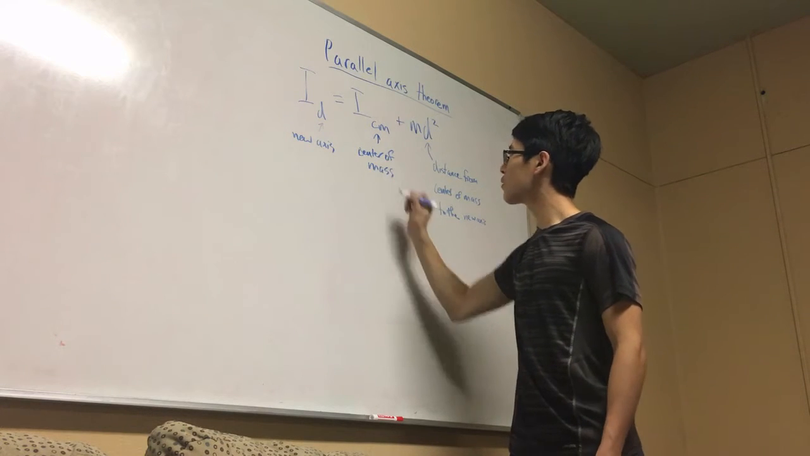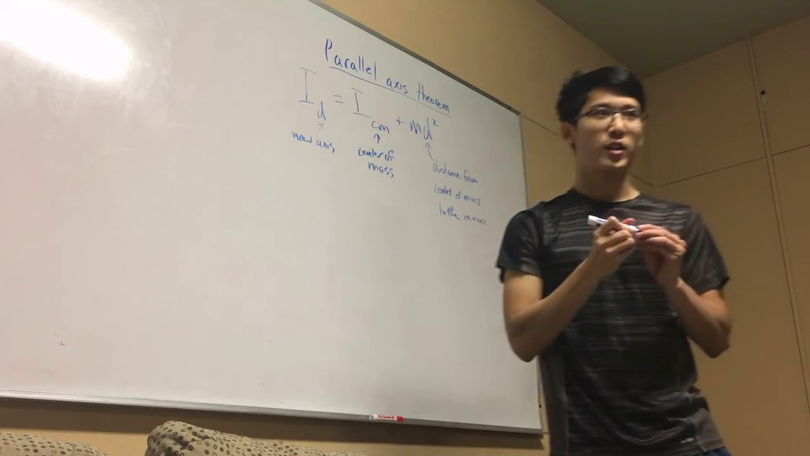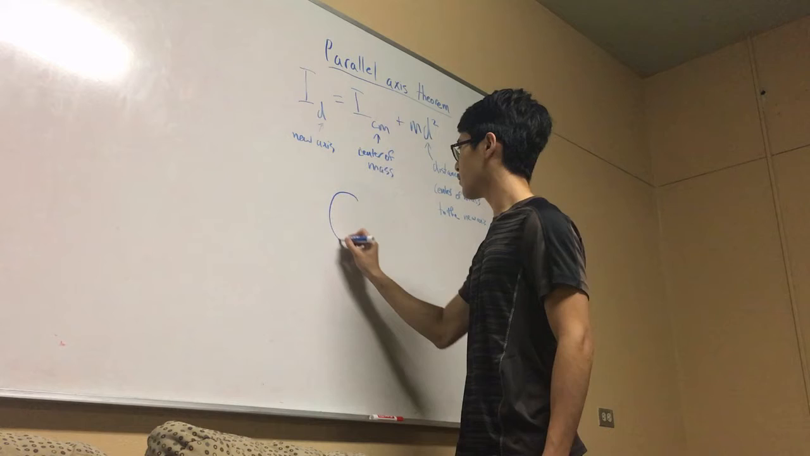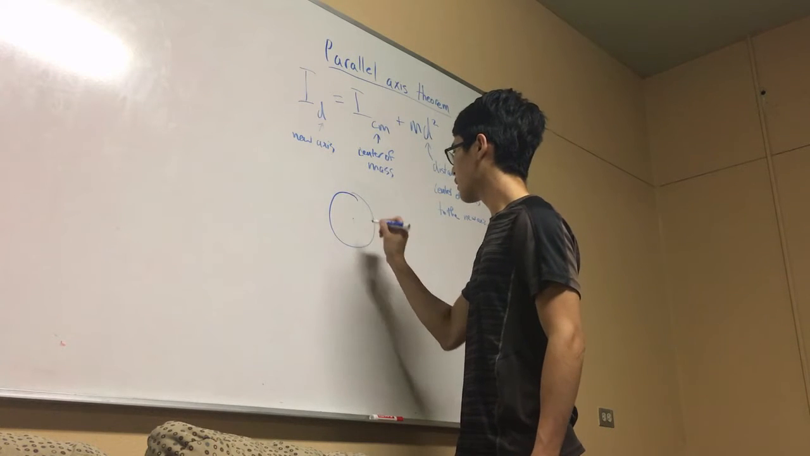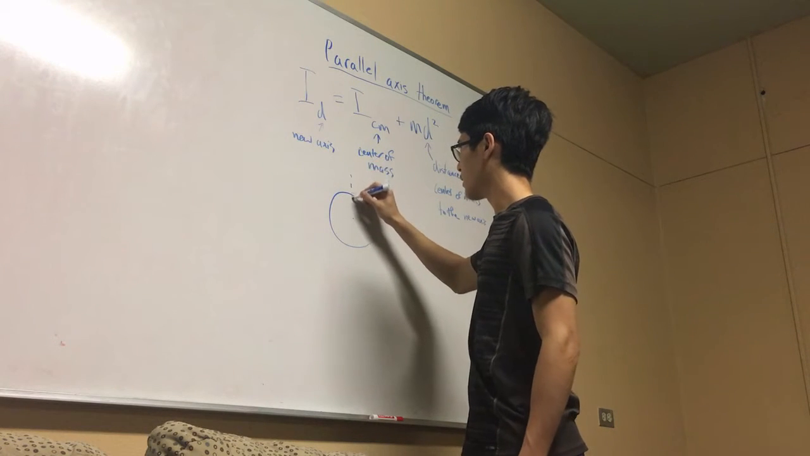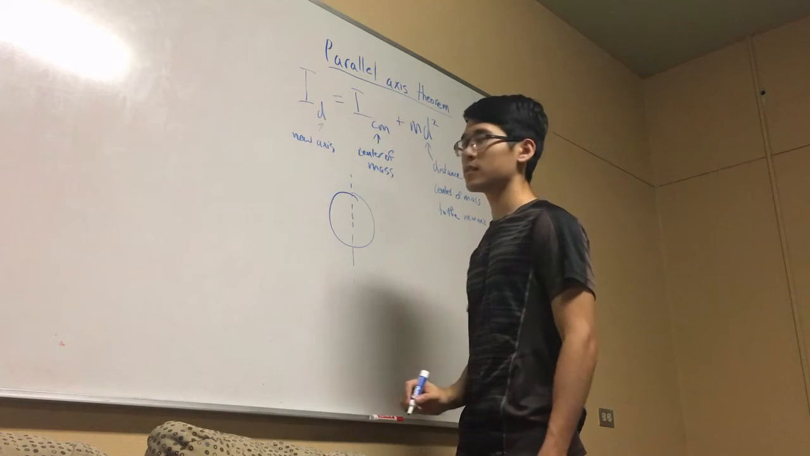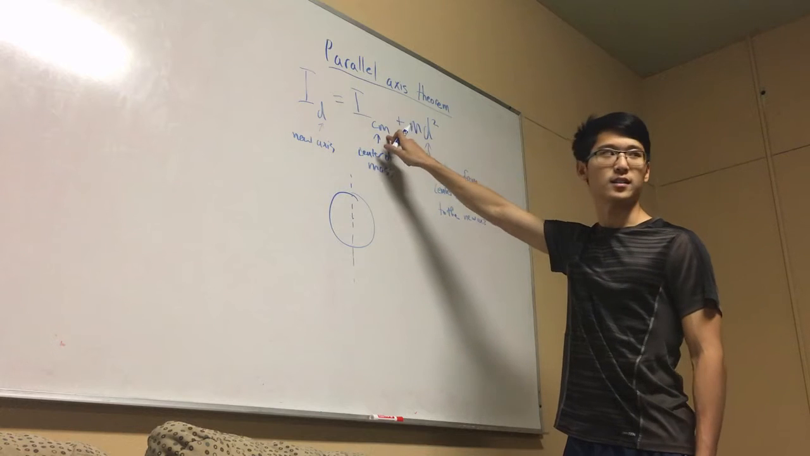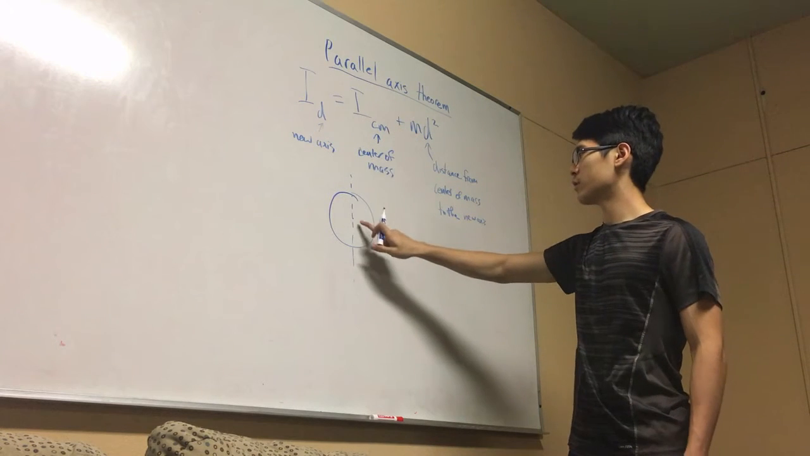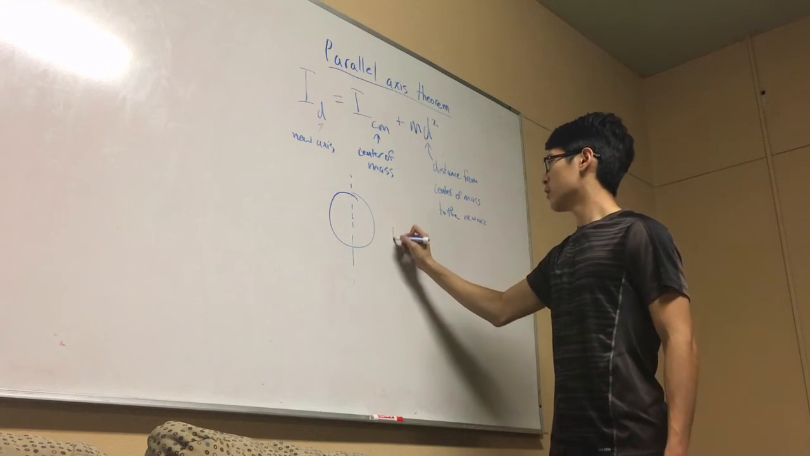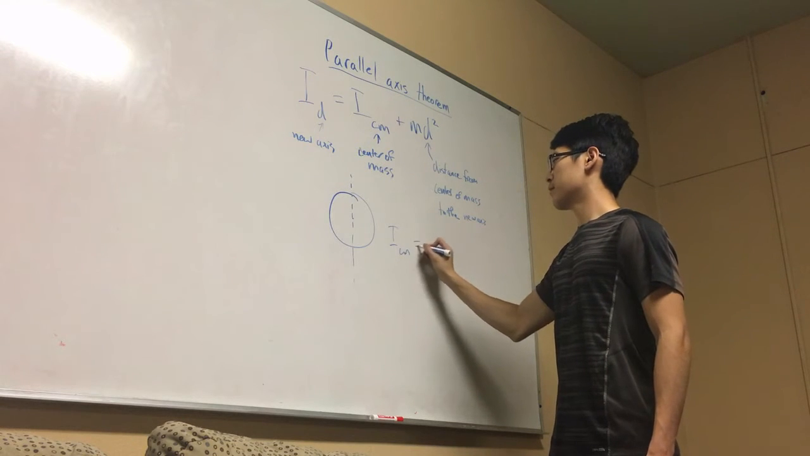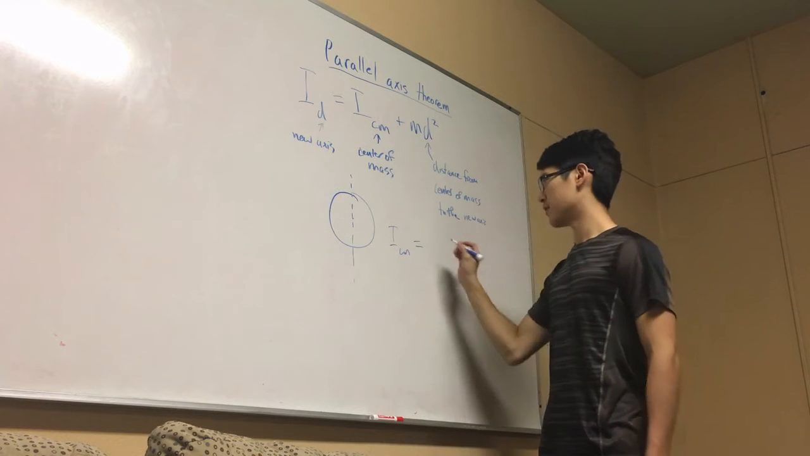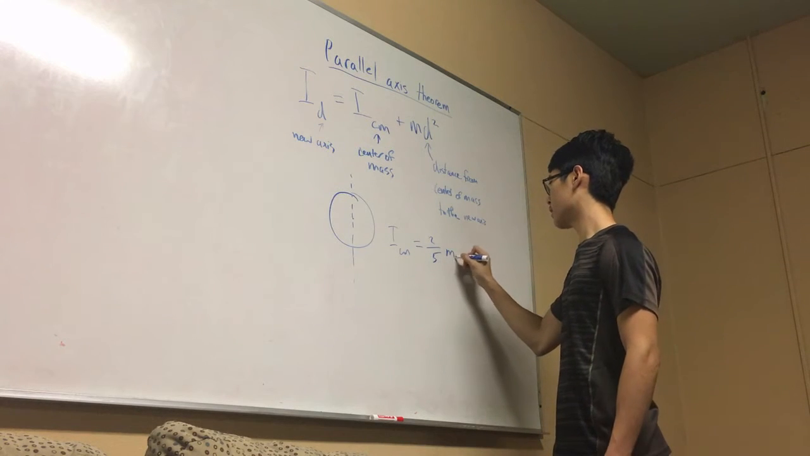So this applies to any 3D shape? This applies to any shape. Let's say this is a sphere, and we're taking the moment of inertia through the center of the sphere. It's really important to note that this is through the center of mass. If you know the moment of inertia through the center of mass of a sphere, what is it? You should know this actually. It's 2/5 mr squared.